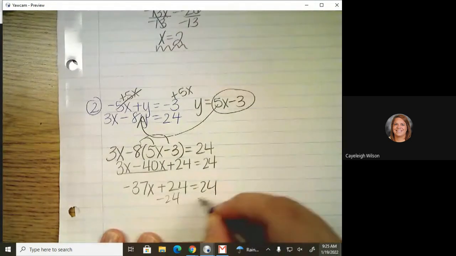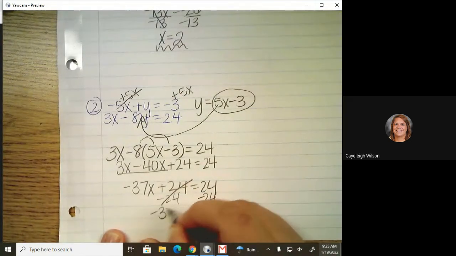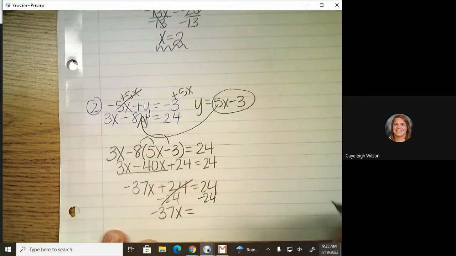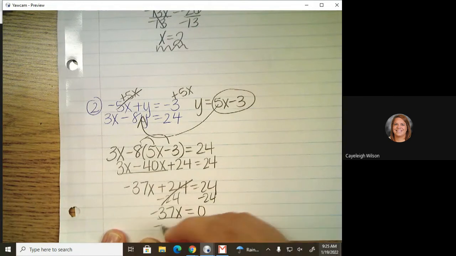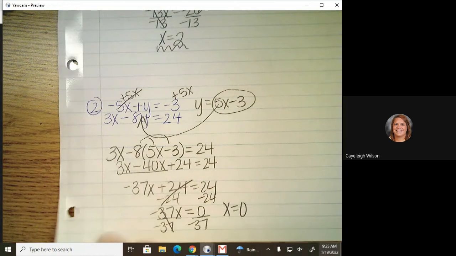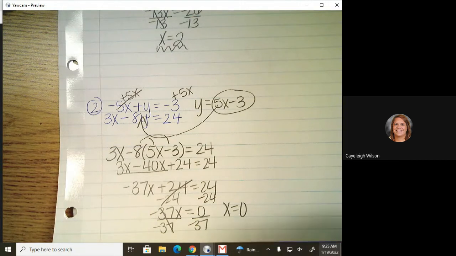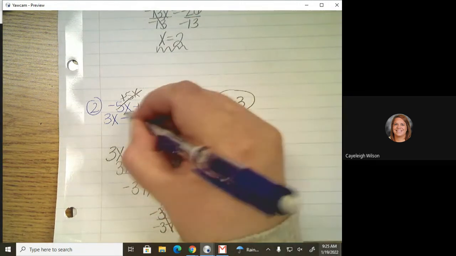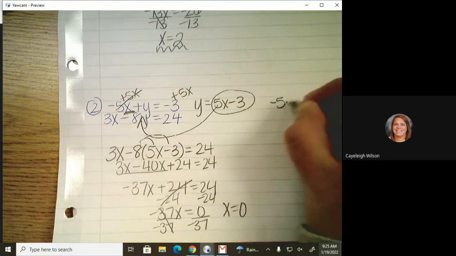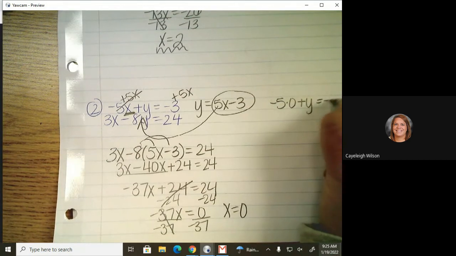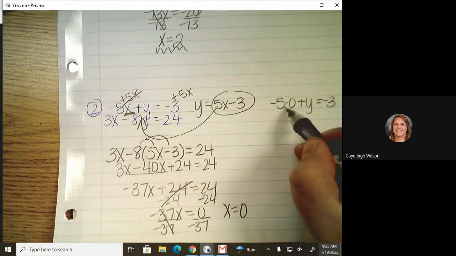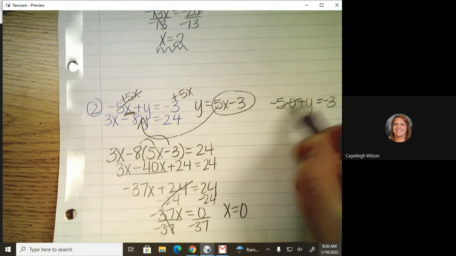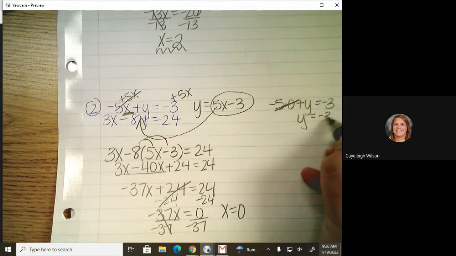Subtract 24. So that's negative 37x equals what? 0. Divide by negative 37 and x equals 0. And then remember, you have to plug it into one of the originals. You cannot use the one that you solved. So I'm going to plug it in right here. So negative 5 times 0 plus y equals negative 3. So that's negative 5 times 0, which is just 0. So that's y equals negative 3.